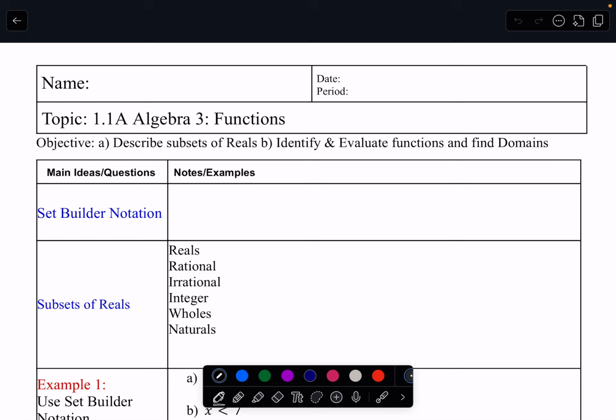So in this video, we're going to talk about the subsets of the reals, what some of those abbreviations are and how they look, identifying and classifying real numbers. We're going to talk about identifying and evaluating functions and function domains. Okay. Now, set builder notation.